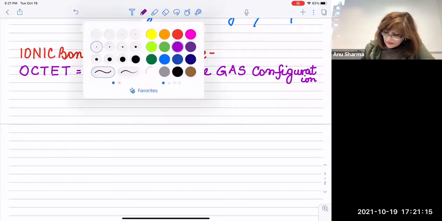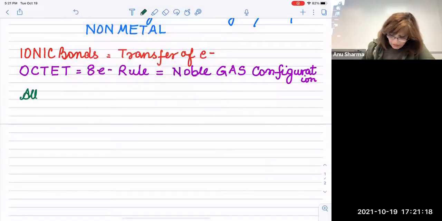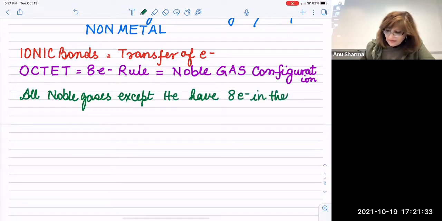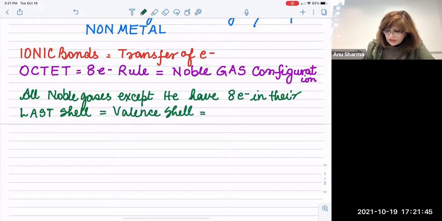So let me write this down here. All noble gases except helium have 8 electrons in their last shell. Now, what is a last shell? Last shell is also called a valence shell. This is also called a valence shell. And valence shell is the one with the highest shell number. Highest shell number.